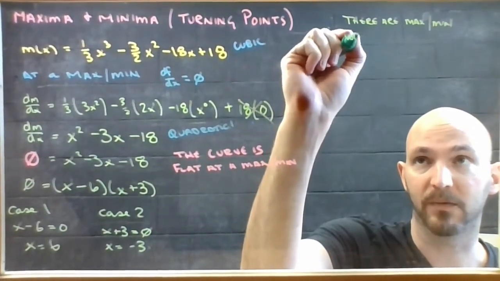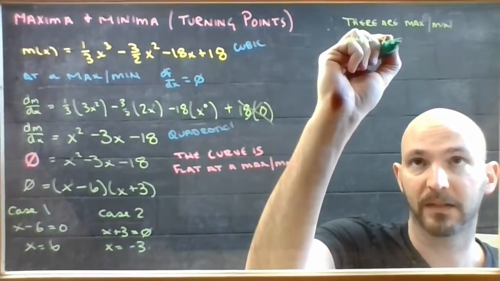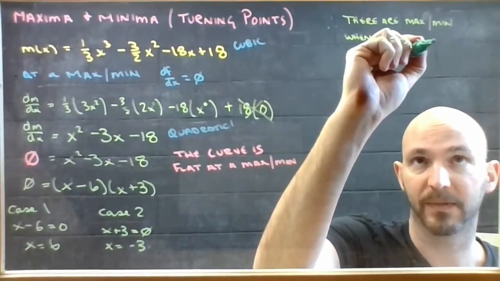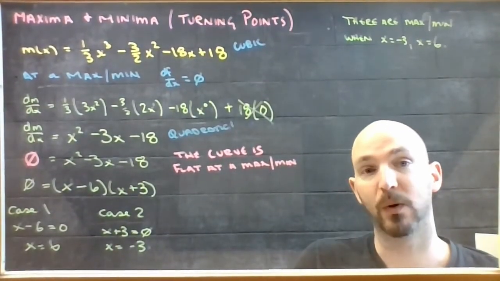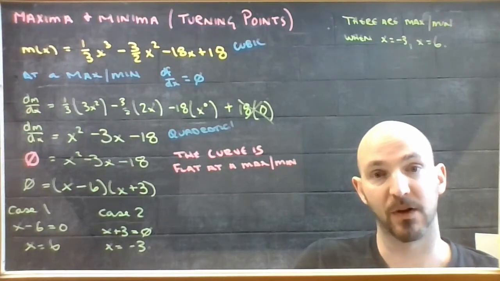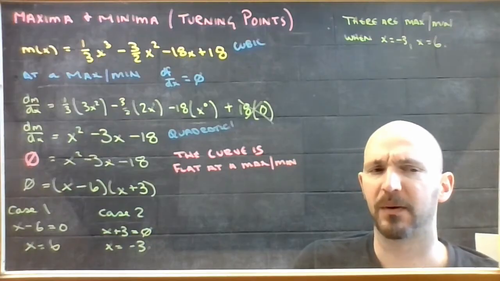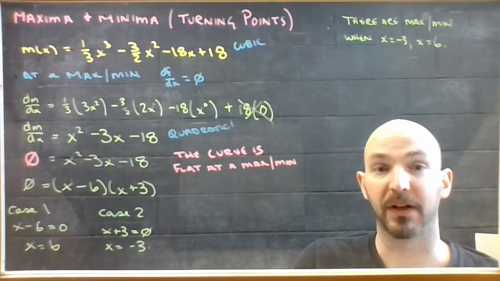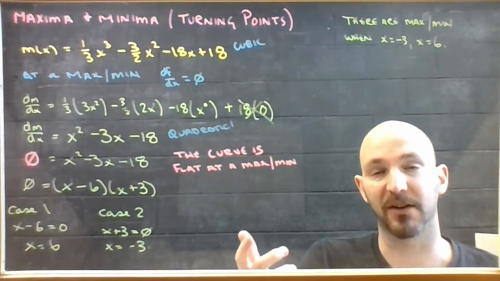when x equals negative 3 or when x equals 6. Now, I don't know if it's a maximum or a minimum. I just know that the curve is flat at those 2 places. So I'm going to have to do a little bit more work to figure out which one's a max and which one's a min. And it's not hard work.